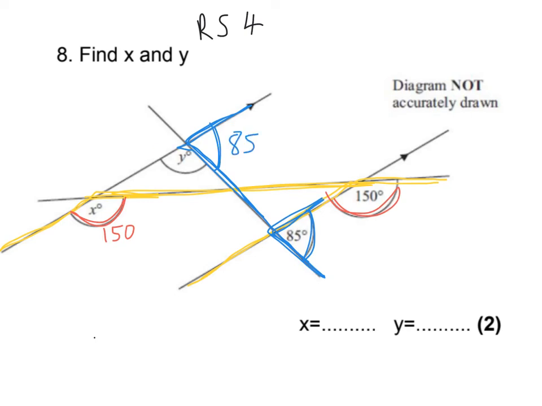What you'll notice now is that the y and the 85 are on a straight line. So you could say that y plus 85 equals 180, which would make y 95.